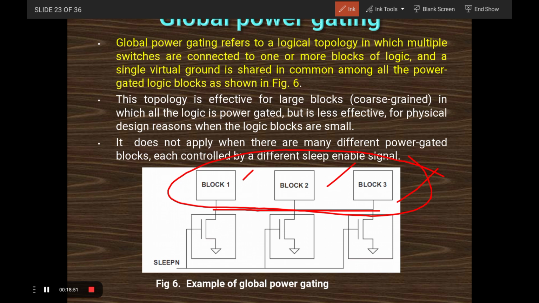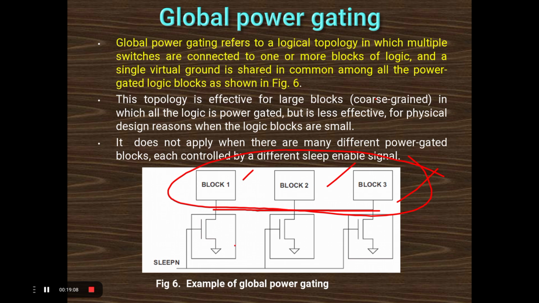So that's why we don't prefer global power gating for single switches, and it does not apply when there are many different power-gated blocks which are controlled with different sleep enablers. So it is just used from a common point of view. Okay, so that is the basic thing.